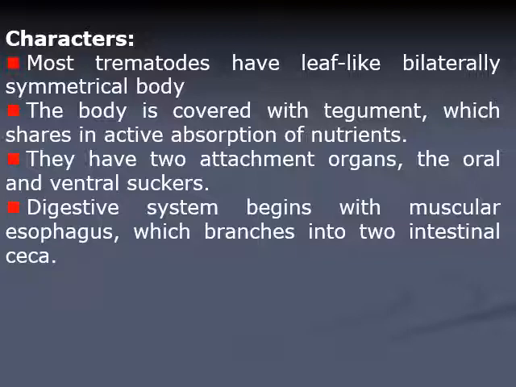The digestive system begins with a muscular esophagus behind the oral sucker. Sometimes there is a pharynx which branches into two intestinal ceca. They are called ceca because they are blind at the posterior end, and the worm usually regurgitates the food leftovers and also the excrements through the mouth cavity after digestion.